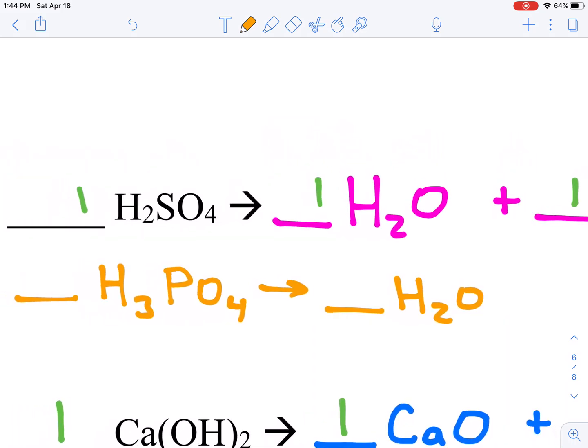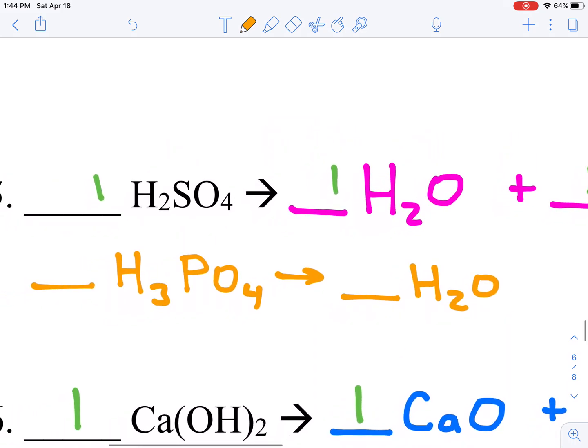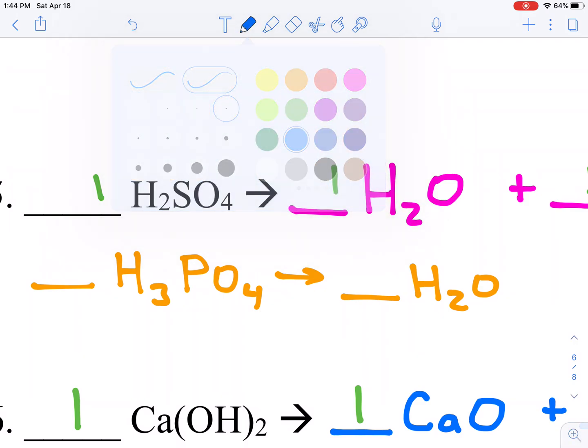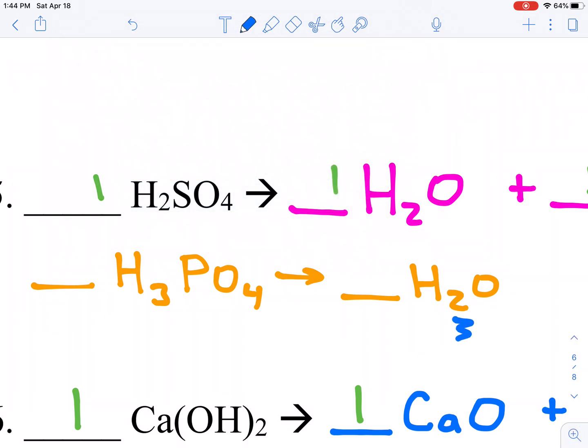But this is why I said you need to balance the hydrogens. You'll notice that we have 2 hydrogens on the right and 3 on the left. So the only way to balance those, lowest common multiple wise, is to get them both up to 6. So we need to put a coefficient of 3 here to give us 6 hydrogens, and a coefficient of 2 here to give us 6 hydrogens on the left.